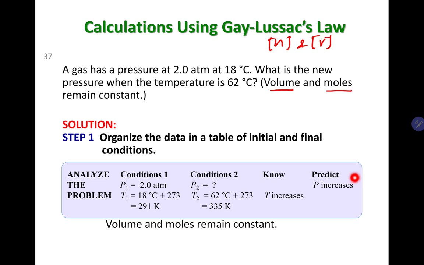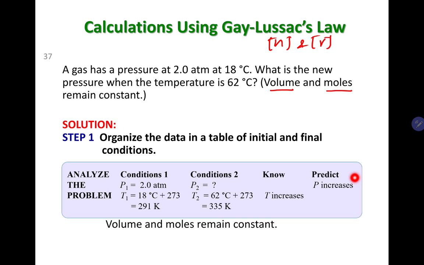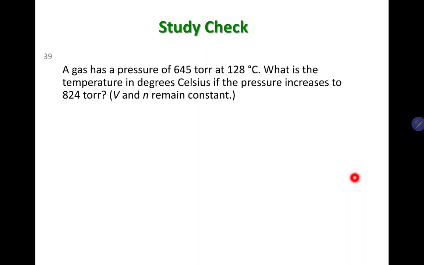So if you plug the numbers into the equation, you can figure out P2 easily. But please remember to convert all the Celsius values to Kelvin values. That is the only thing that you need to remember. So you will plug in the knowns and then figure out the unknown P2. Very straightforward. All right, let's do this study check.